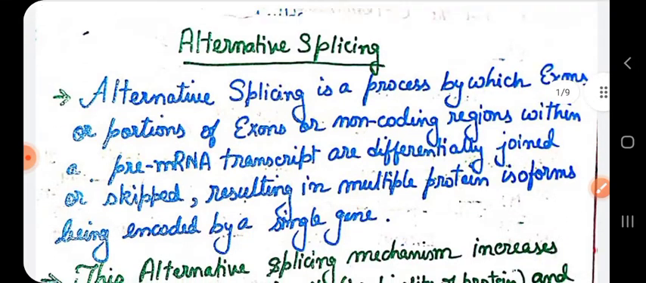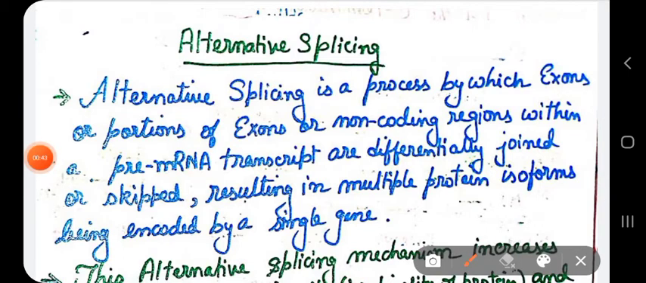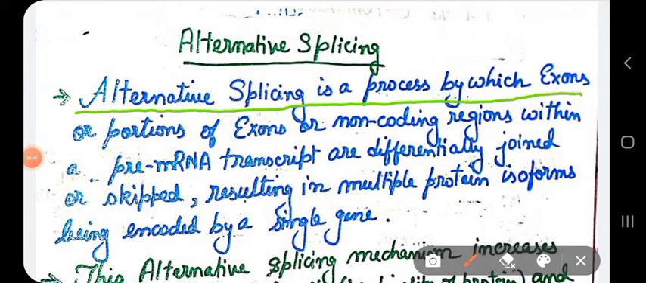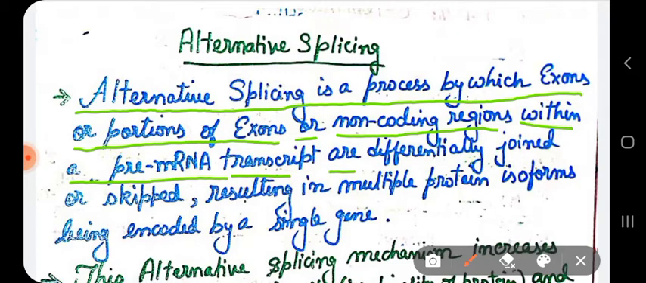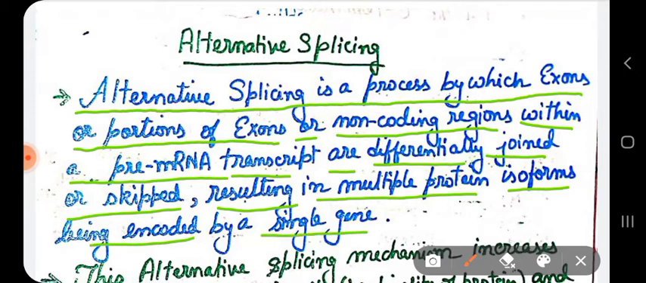So what it says about alternative splicing here is that alternative splicing is a process by which exons, or portions of the exons, or non-coding regions within the pre-mRNA transcript are differentially joined, or sometimes these exons or non-coding regions are skipped. That results in multiple protein isoforms, meaning different types of proteins will be formed that will be encoded by a single gene.